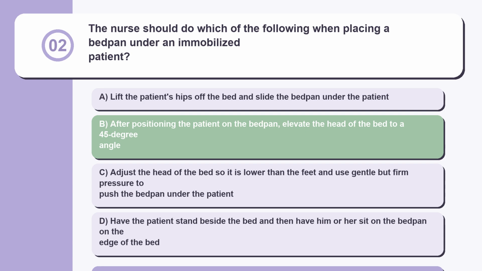B. After positioning the patient on the bedpan, elevate the head of the bed to a 45-degree angle.